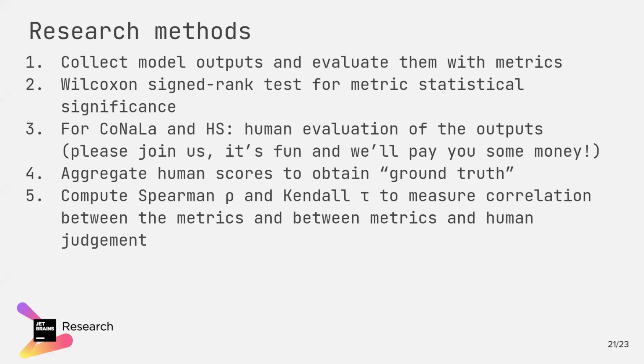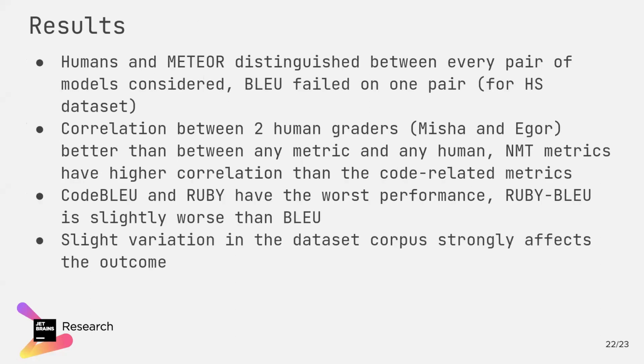Okay, so I will not try to present the whole set of our results in table forms, because there are just too many digits, too many numbers, and they had to be understood in a few minutes. So I will just give you the gist. So the gist is as follows. So the humans are actually quite good for distinguishing between models, and so is the METEOR metric.